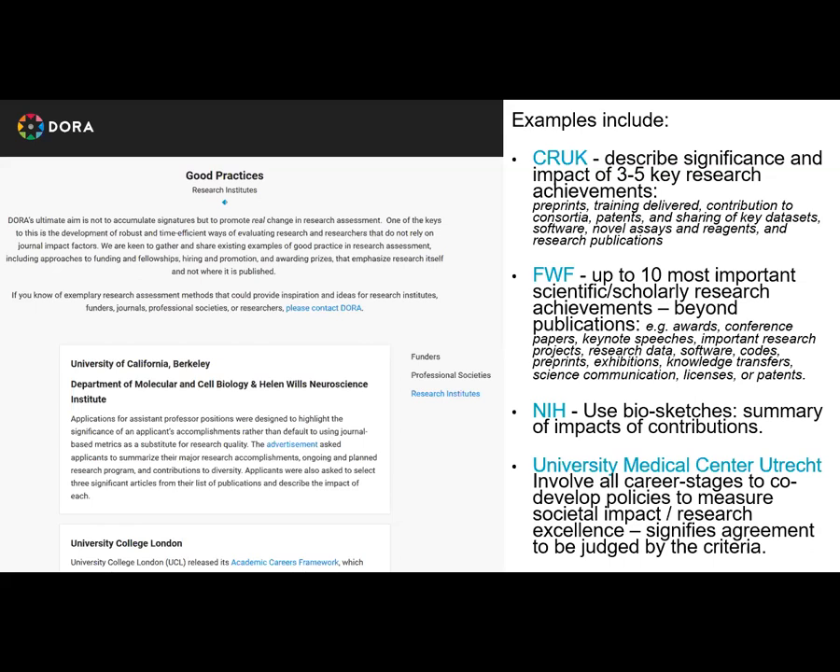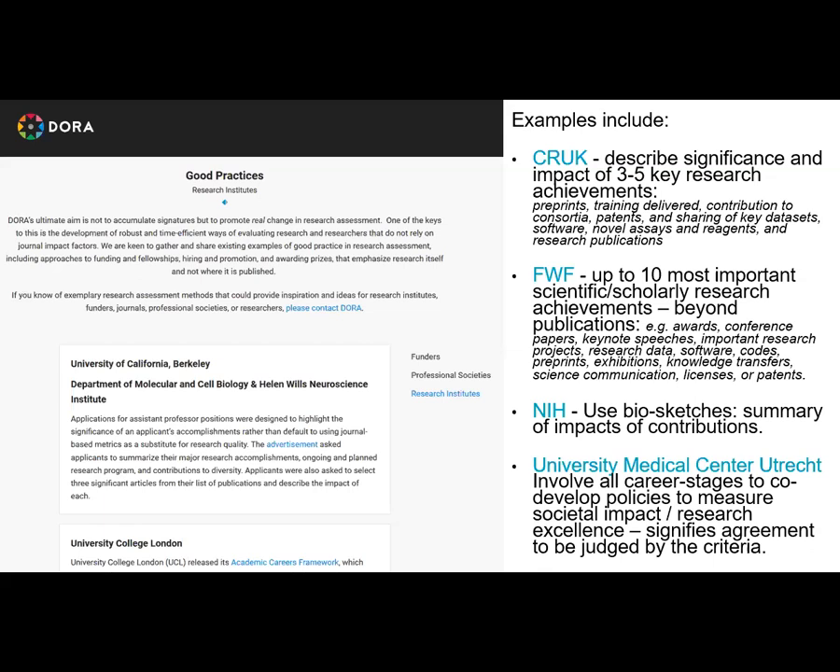A national funder in Austria, in their funding application, says that they want to know up to 10 most important scientific or scholarly research achievements of a researcher or research team applying for funding, and they're really asking beyond publications. So, for example, awards, conference papers, keynote speeches, important research projects, research data, software, codes, also preprints, exhibitions, knowledge transfer, science communication, licenses or patents.